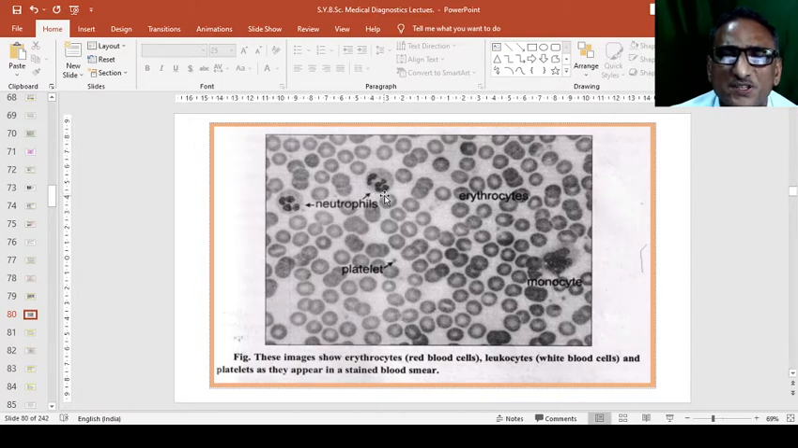These are the neutrophils. You can observe under the microscope the 3 to 4 lobed nucleus here, the neutrophils. This is the platelet, in the center between these. These are the erythrocytes. And these are the monocytes, having a large, voluminous nucleus.